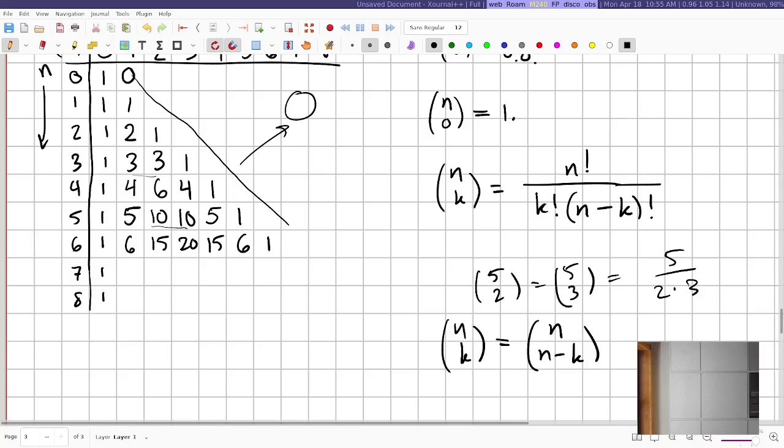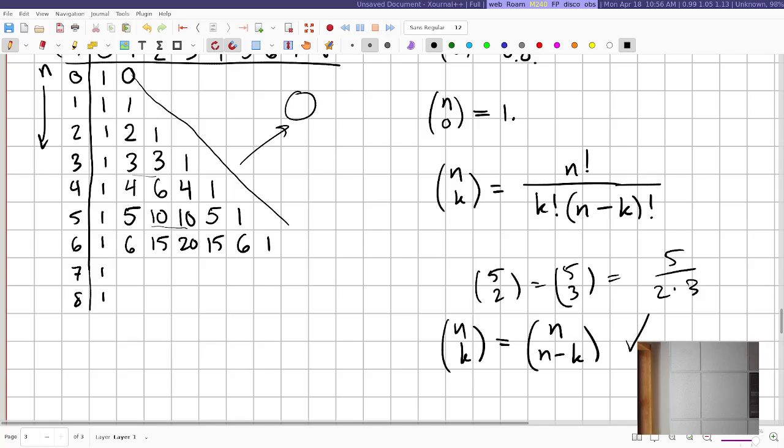Well, if k is n minus k, I'm going to get n minus k factorial here, and here I get n minus k, which is k. The n's cancel. So yeah, that looks like that's always true, looking at the formula.